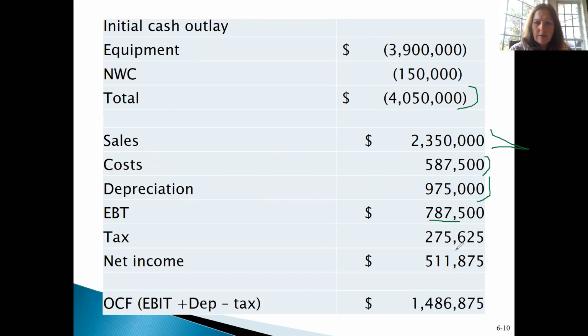It's somebody else. Our tax rate is 35%. So 35% taxes is 275,625 to give me a net income of 511,000. You don't have to calculate net income. It just completes your pro forma. So my operating cash flow is my EBIT plus depreciation minus taxes to get to this 1.486 million. Okay, what questions can I answer for you about this part? Who's got a question?